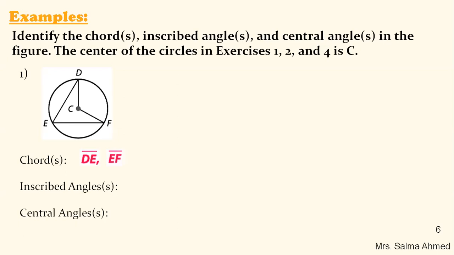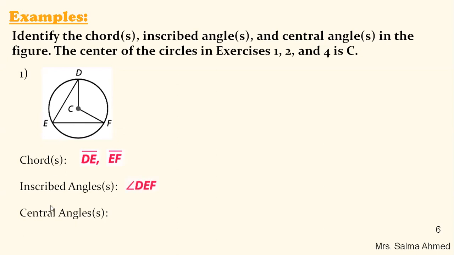What is an inscribed angle? We learned before that an inscribed angle has its vertex on the circle, and it is formed from two chords. So here we have chord DE and chord DF. The included angle is called an inscribed angle. We can call it DEF.